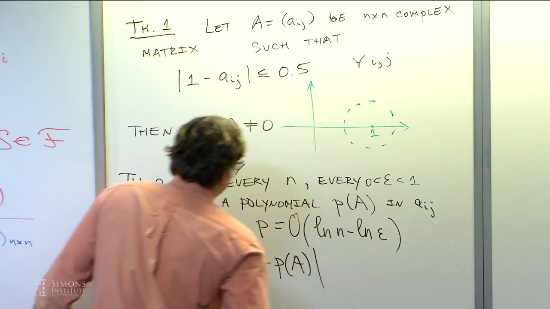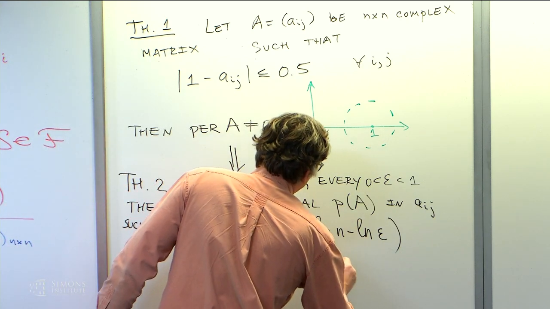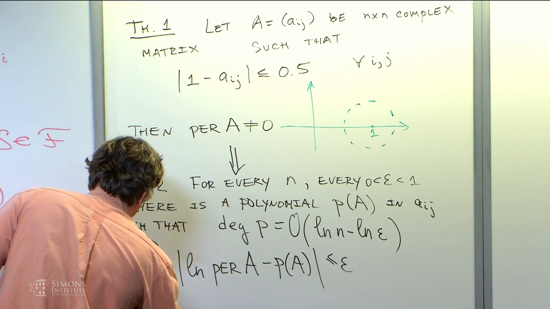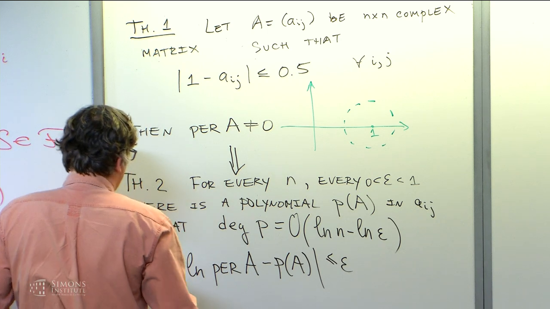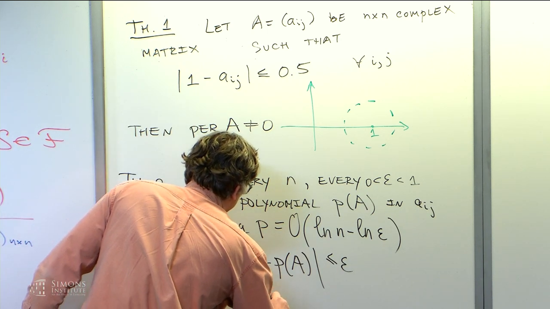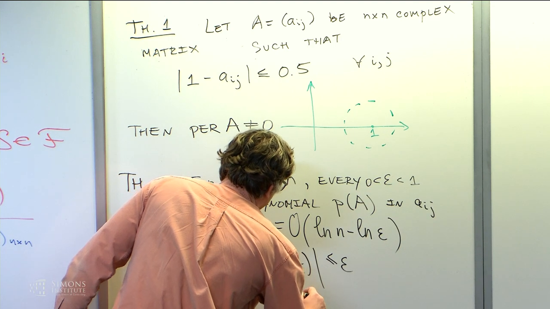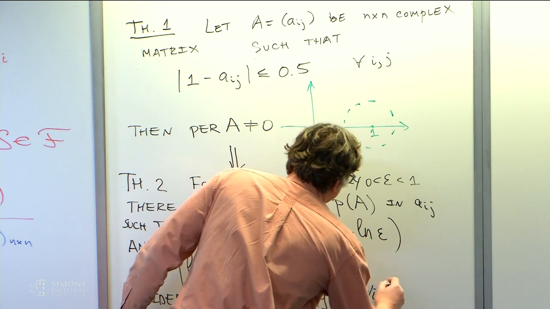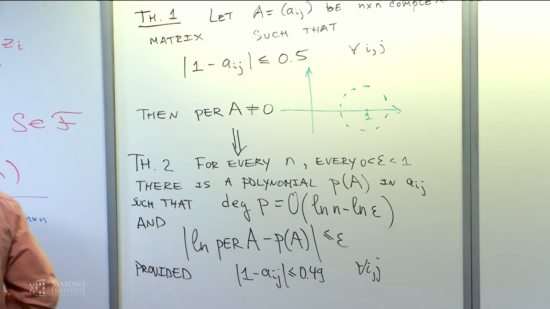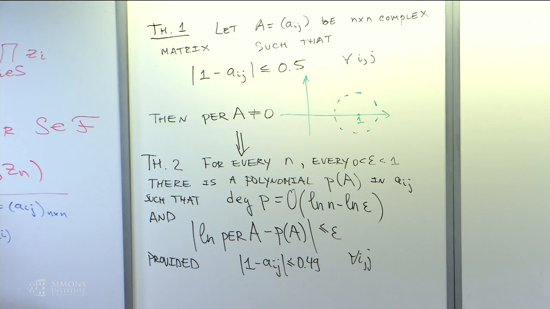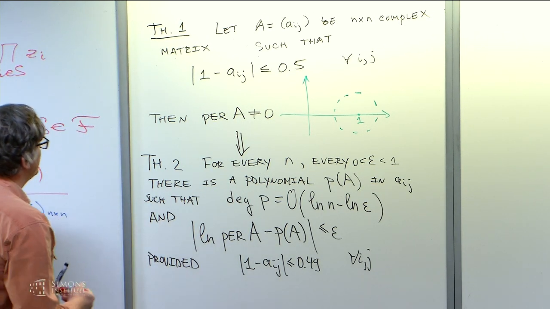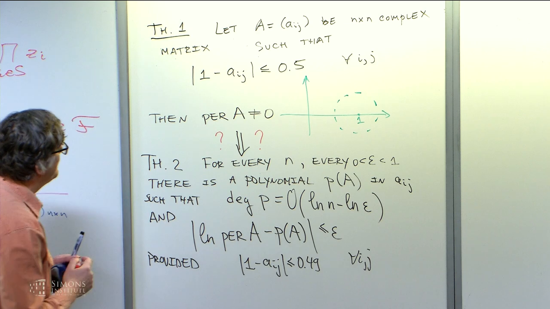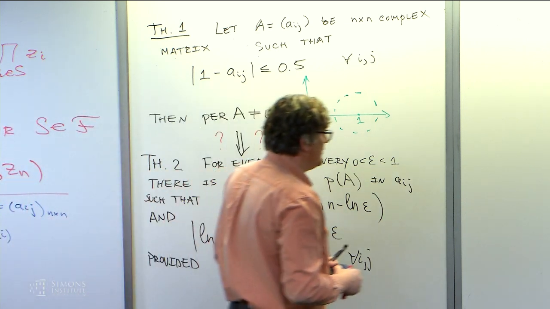it ends up being within absolute error epsilon, provided the matrix satisfies a slightly tighter condition, say the distance from 1 is at most 0.49 for all ij's. Right. So basically the essence of the interpolation argument is to explain how the first one implies the second one.